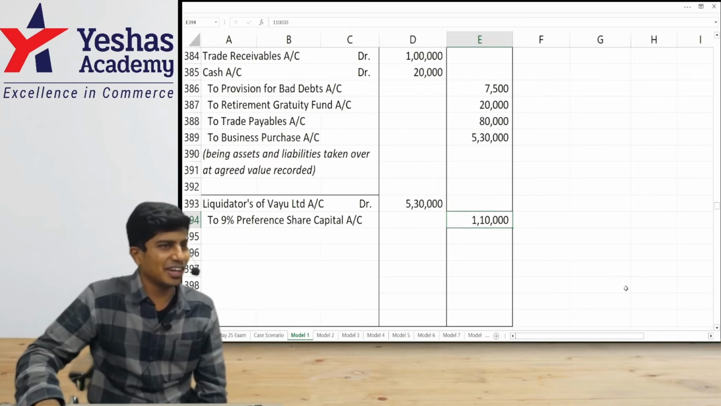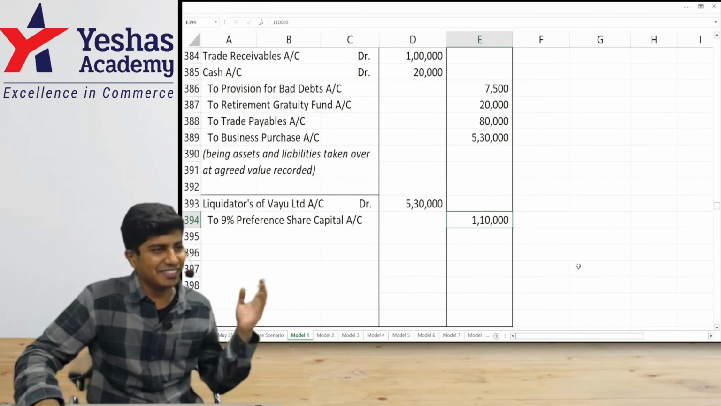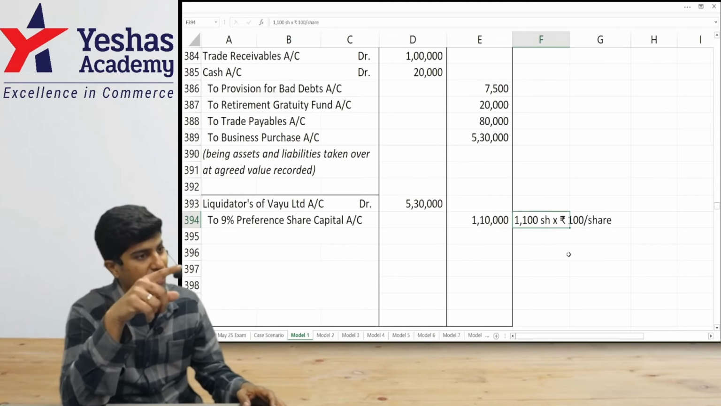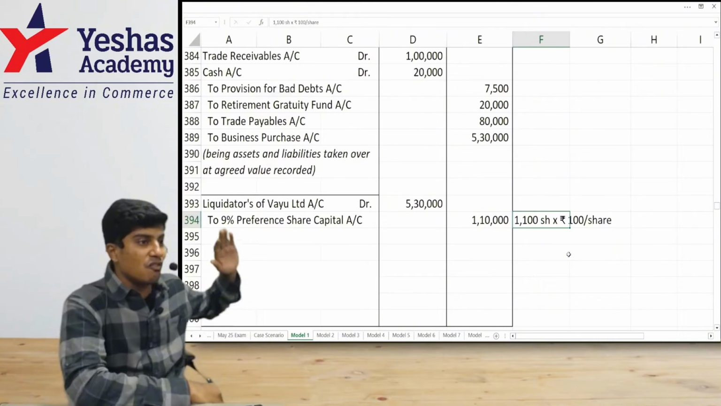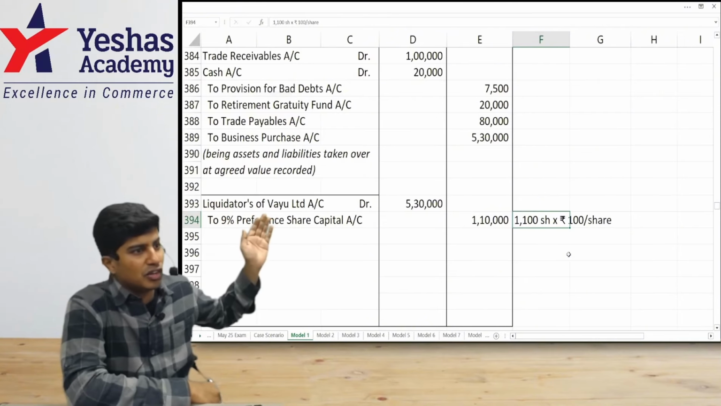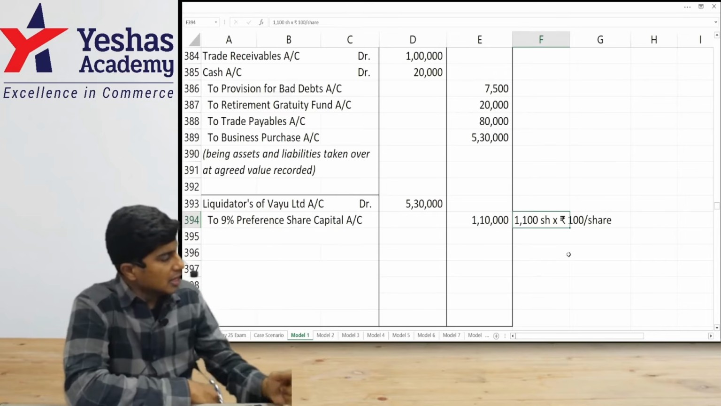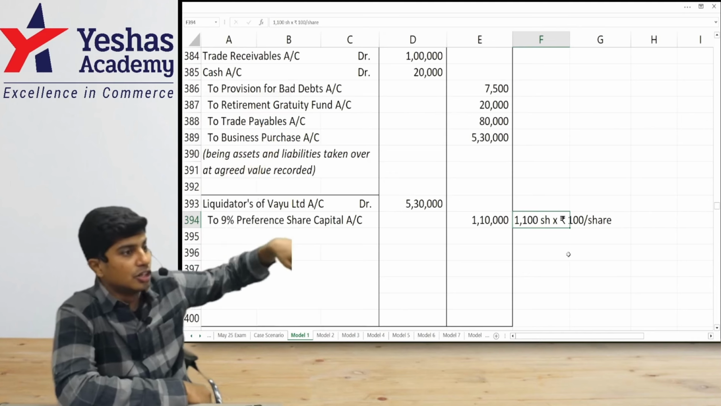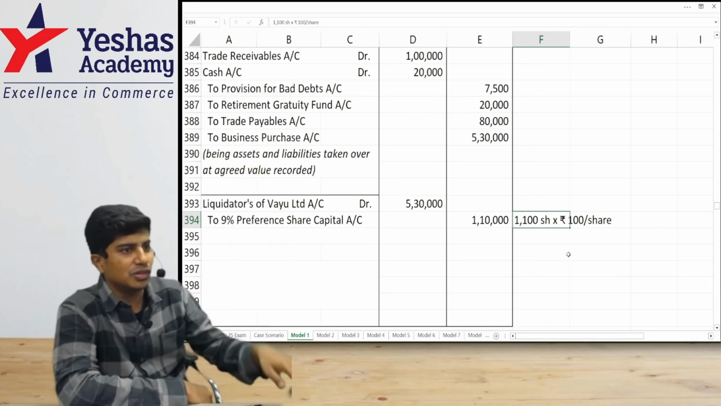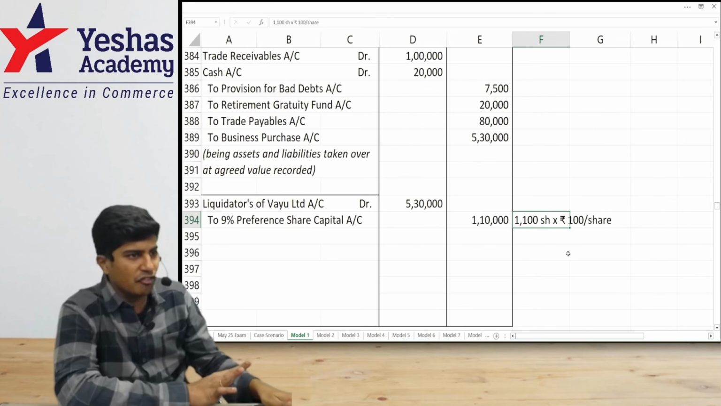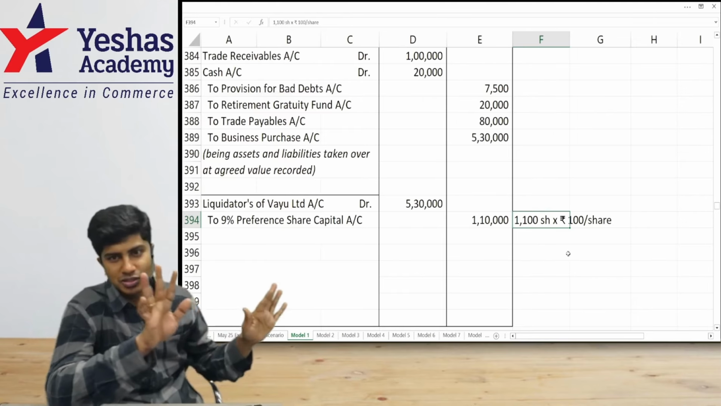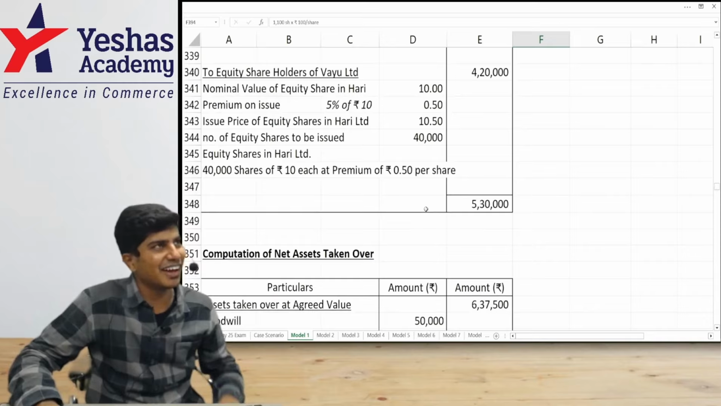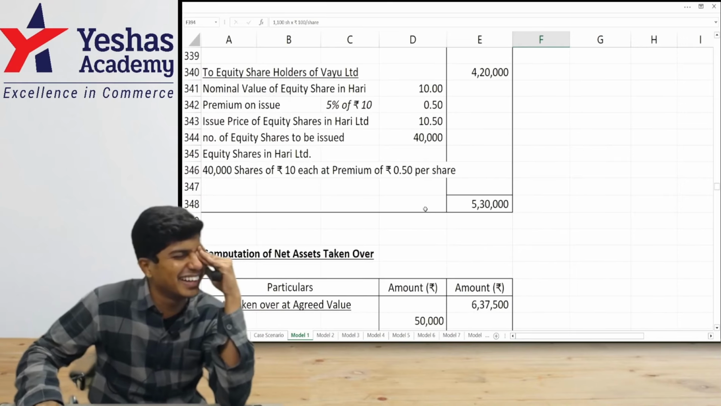1,10,000. Okay, this is 1,100 shares of rupees 100. We will write 9% preference shares in Hari Limited when we do entries in the books of Vayu, the transferor, but not in the books of transferee. When the liquidator receives the same shares, he will write 9% preference shares in Hari Limited to Hari Limited account. Don't write Hari Limited in Hari's books.